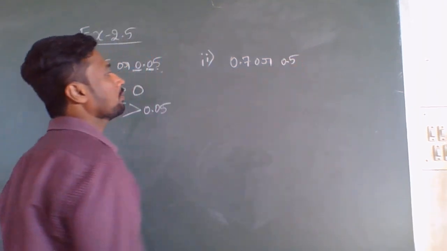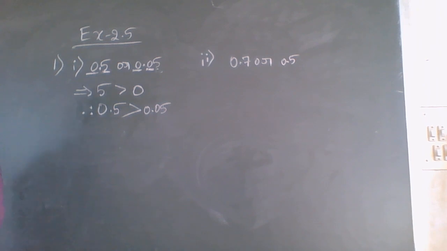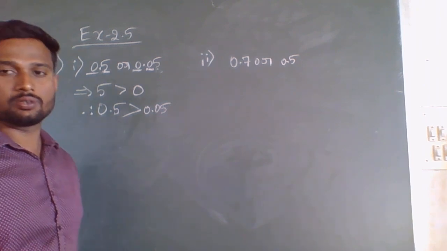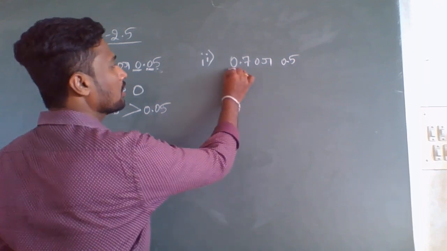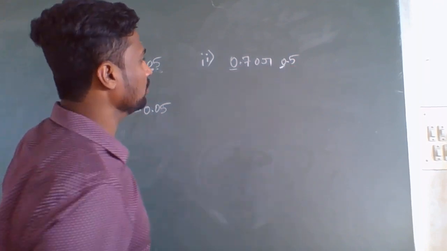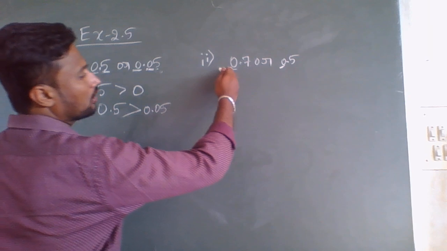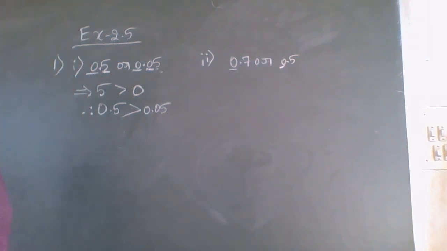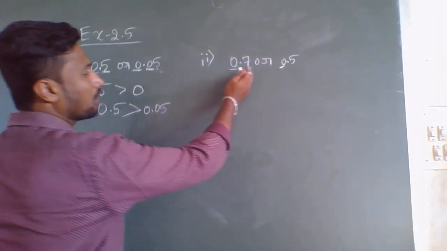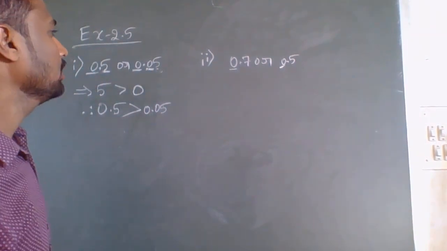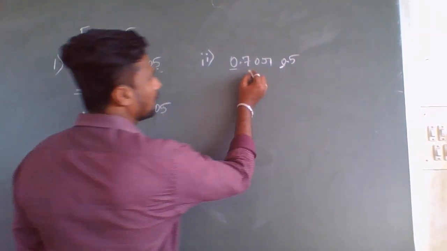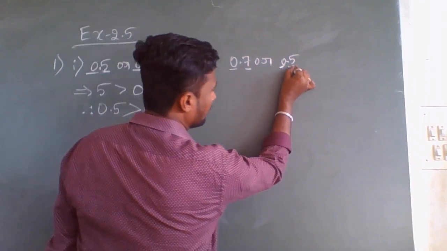0.7 or 0.5. So now again what we have to do, we have to compare the left part of the decimal point. Here it is 0, here also it is 0. So both the numbers have 0 only at the left part of the decimal point. So now we will compare the right part of the decimal point. Here it is 7, but here it is 5.